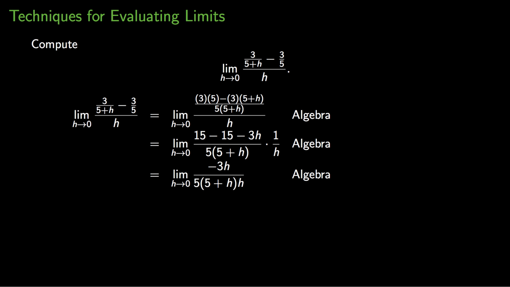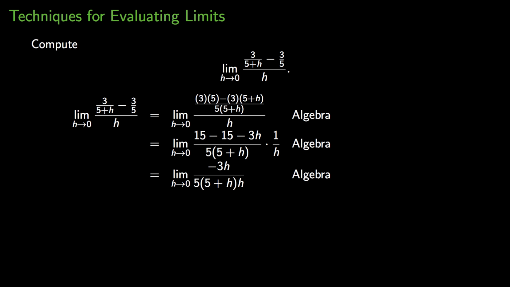Next, what I'm going to do is some obvious simplification, right? 15 minus 15, that's no big deal. And I'm also going to combine those two denominators. I'm not going to distribute anything, I'm just smashing everything together.